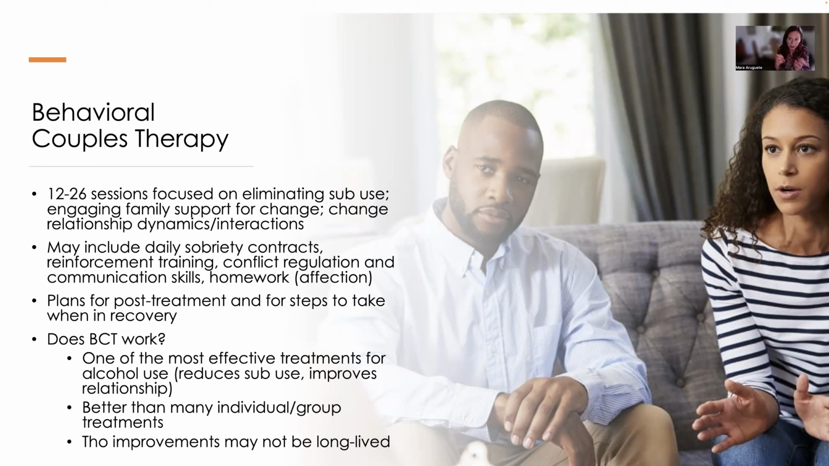You're trying to, again, change these relationship dynamics and change these interactions. So you're focusing on the interactions surrounding that use, right? It can include a lot of times between the couple, daily sobriety contracts, where you actually have a written contract that is like, okay, today, this is what's going to go down. Conflict regulation, so to make sure that conflicts are not getting heated or that are going well. Communication skills, homework, and a lot of times the homework is like affection, doing affection during non-using time.